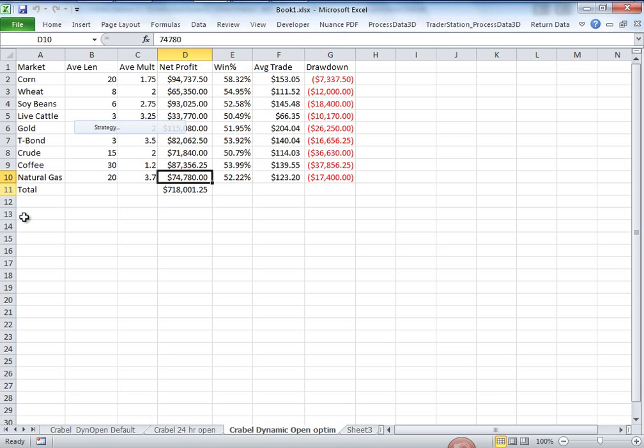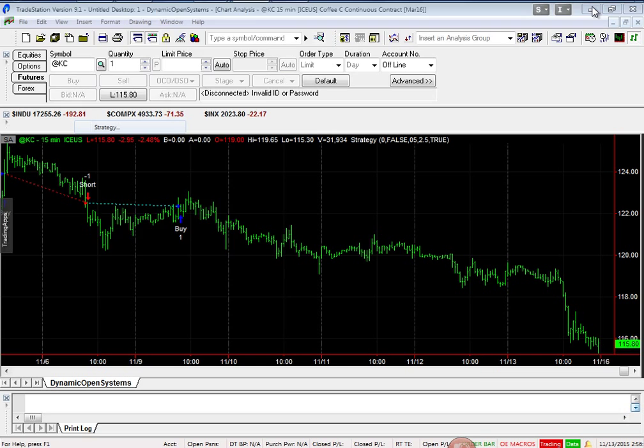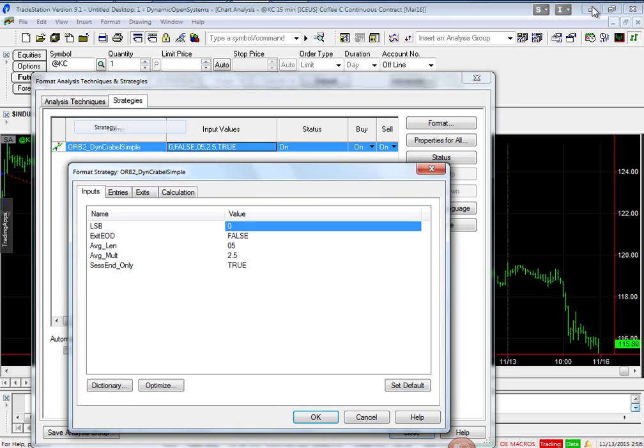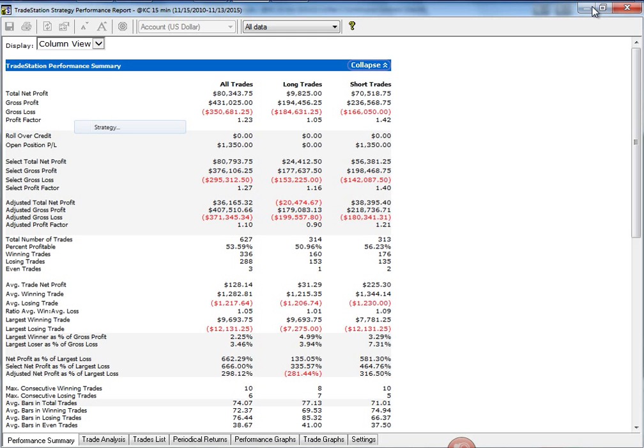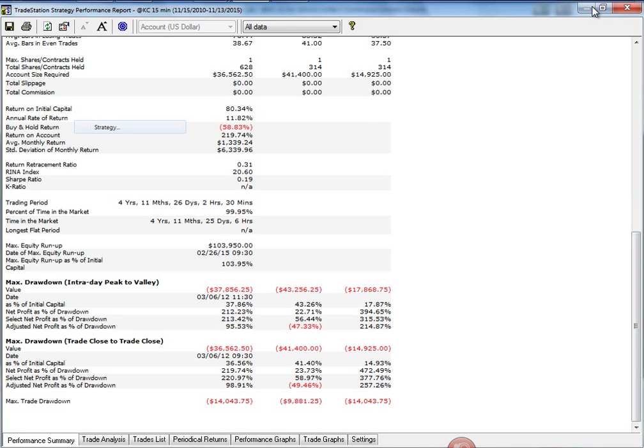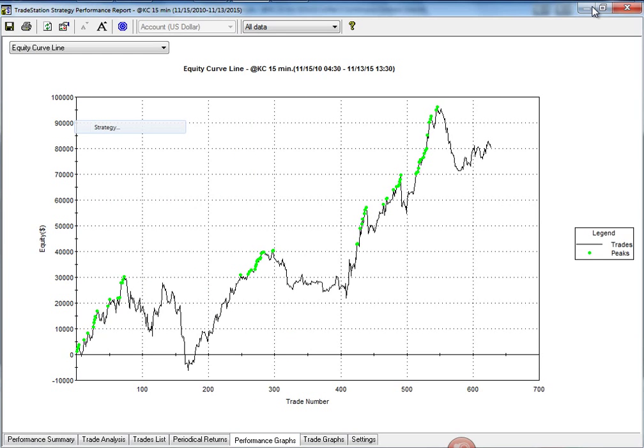Now, if we go to our table here, which optimized dynamic open, we see 30 and 1.2 as our best set of parameters. Okay, we make $80,000, $128 a trade. Drawdown is $37,000. Equity curve is a little rough.